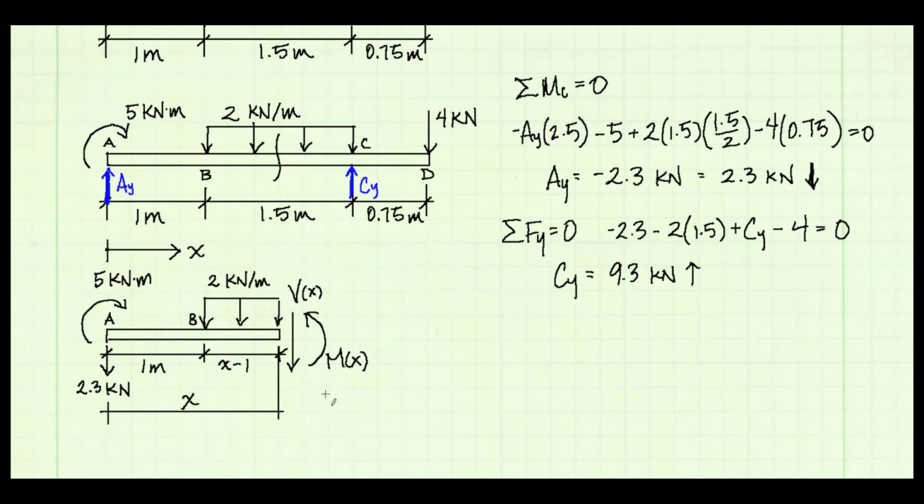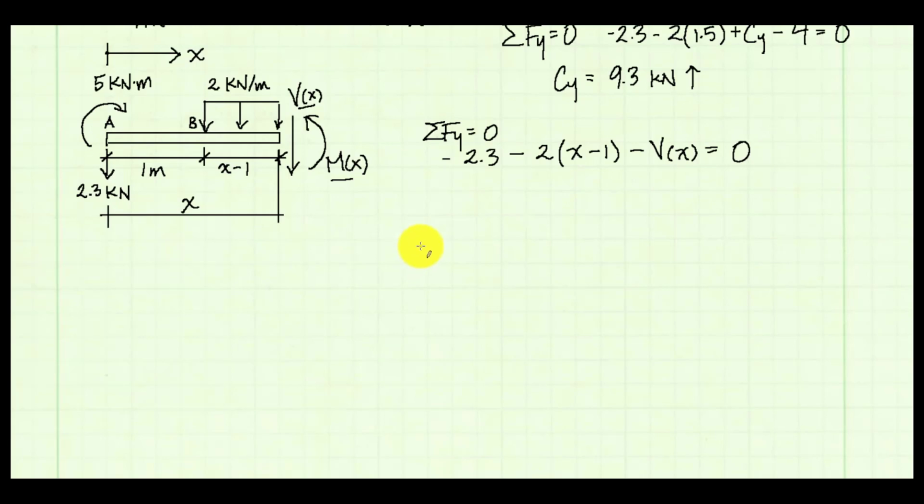Now we can solve for shear in terms of x and moment in terms of x by summing forces and then summing moments. When I sum forces in the y direction to 0, I will have negative 2.3 kilonewtons. That's the support reaction at A. Then we have a section of our distributed load. 2 is its magnitude, acting downward, so negative. And the length of the load is x minus 1 meters, because as x changes, that dimension changes.